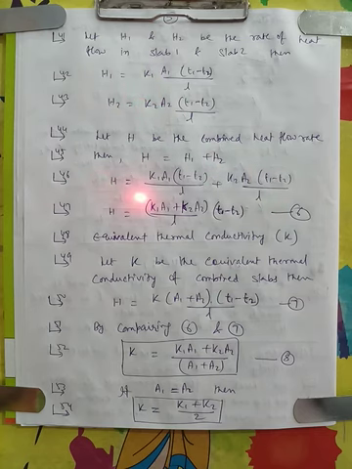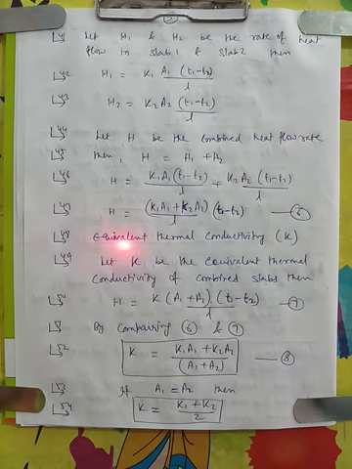So by adding these equations, in place of H1 we put this, in place of H2 we put this, and by adding we get H is equal to (K1 A1 plus K2 A2) by L into (T1 minus T2). This is equation 6. And this gives us the rate of heat flow through combined slabs joined in parallel.